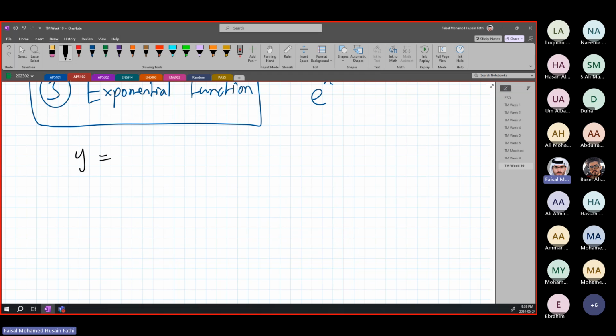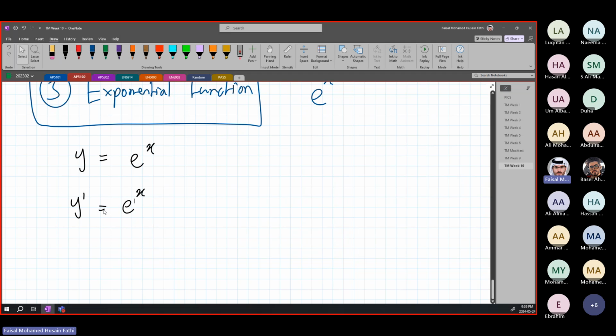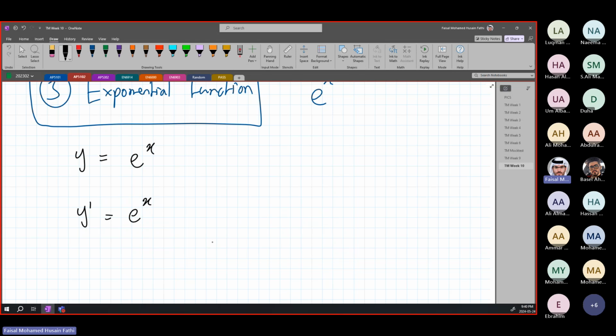y is equal to e to the x. y prime is also equal to e to the x. That's it. It's that simple. For a basic e to the x, the differentiation of it is also equal to e to the x. All right? No matter how many differentiations you do, it will never change because the rate of change is equal throughout everything. It is always going to be the same in an exponential function.